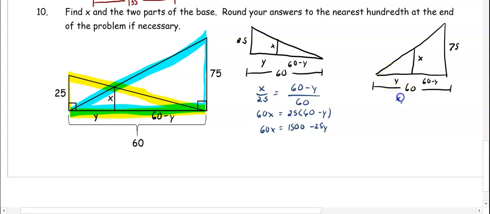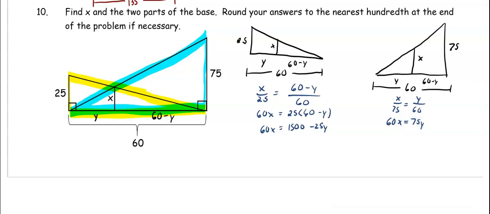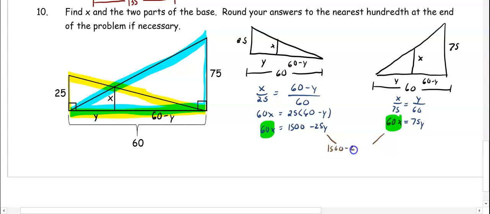In that problem, I have x over 75 equals y over the full length of 60. So as we cross multiply, 60x equals 75y. Now, because these both have a 60x, we can substitute. We can ignore the x and we can solve for y. So when we put these two equations together, 1500 minus 25y equals 75y. Move over the 25, so 1500 equals 100y. So y is 15. So our bases are going to be 15 and 45.